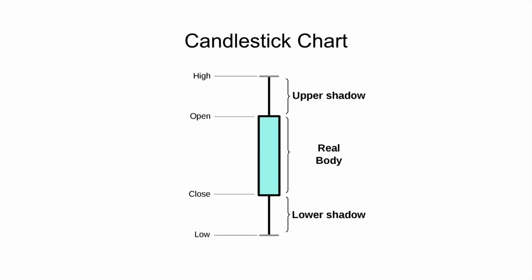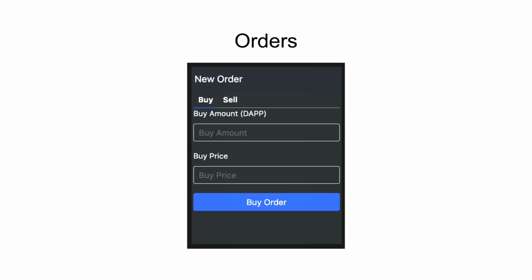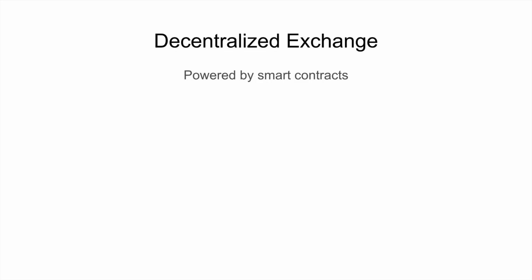All right, so that's an introduction to how exchanges work and how this decentralized exchange works that we're going to build in our capstone project. This exchange is going to be powered by an Ethereum smart contract that's going to give you all the fundamentals that you need in order to become a blockchain developer.